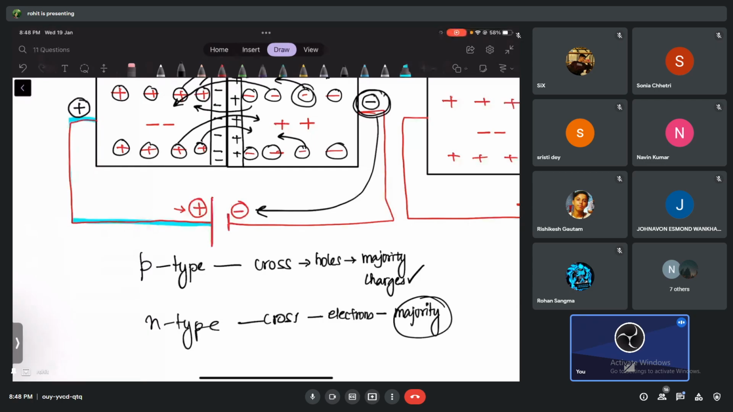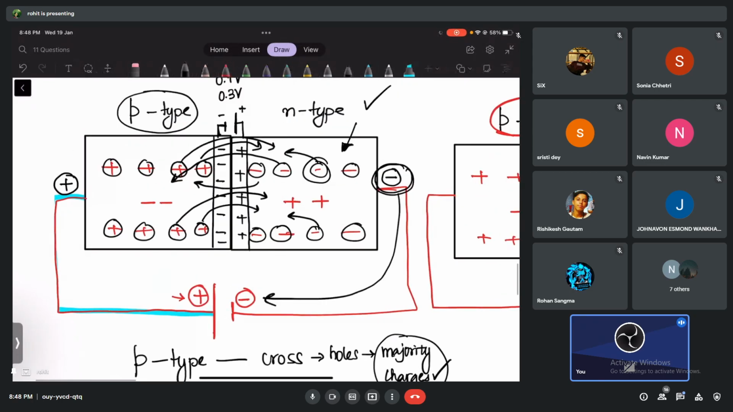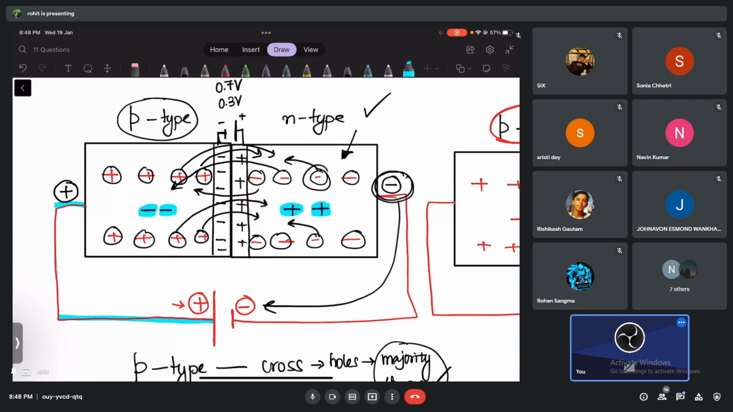Now look at the minority charges on both sides. Will they cross or not? They won't cross, because the plus will attract the electrons, not push them. So they will not cross the junction. Minority charges will not cross. Even the minority charges on this side will not cross. They will be pulled in this direction.